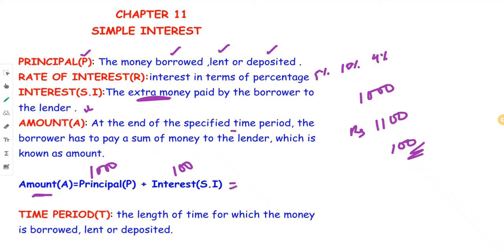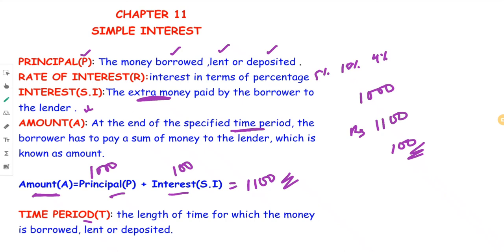At the end of a specified time period, right? Time period in the sense, maybe 1 month, maybe half yearly, maybe 2 years, maybe 1 year, maybe 10 years. So at the end of a specified time period, the borrower has to pay some money to a lender, which is known as the amount. So when you add the principal and the simple interest, you're paying back how much? 1100. So that becomes our amount. Don't worry here, when we're solving the question, I'll explain it there again.